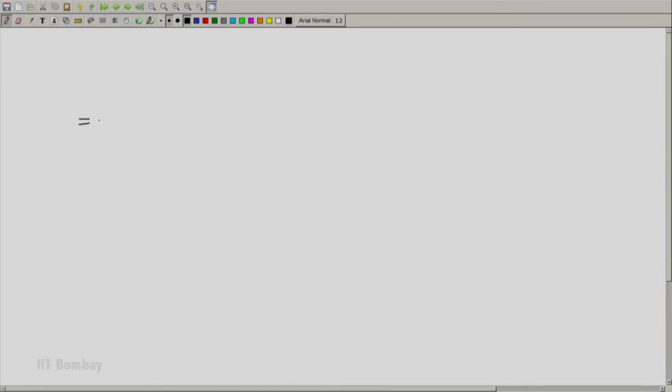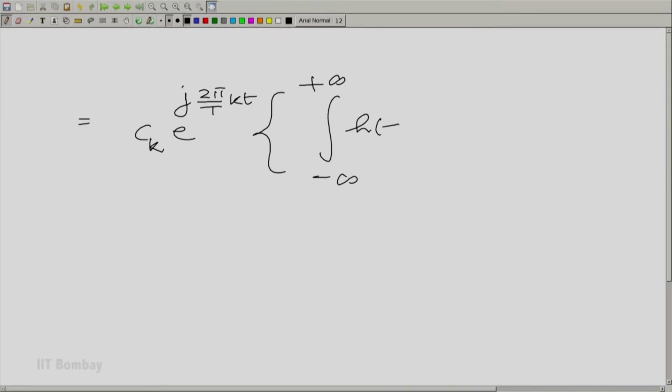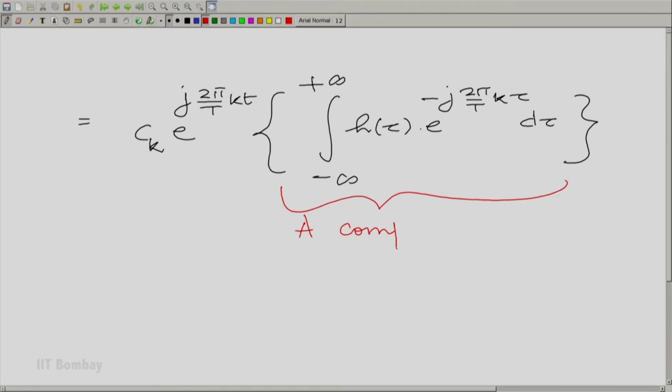So, this would become c_k e^(j 2 pi/T k t) multiplied by a quantity. Essentially, this is a complex constant depending on k. So, it is very interesting. When you give any one of these components to that linear shift invariant system, what comes out is the very same component multiplied by a complex constant.